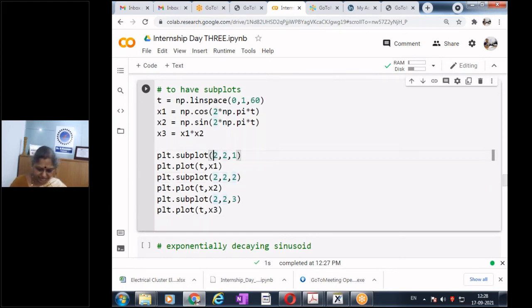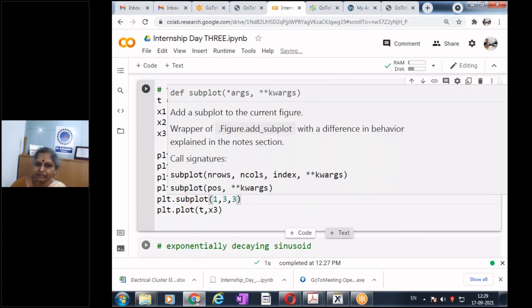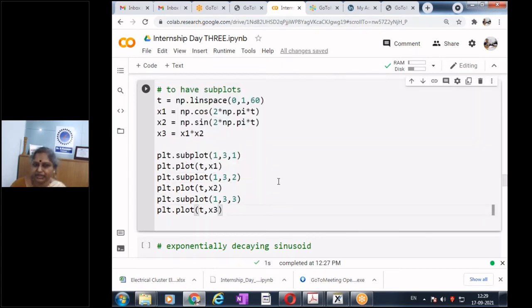So let us see what happens if I do 1, 3, 1, 3. I'm deciding the grid. This remains constant everywhere. 1, 3, 1, 3. And in the first subplot I'm plotting X1, then X2, then X3. Let's run it. Do you think you will get all the 3 curves one beside the other or one below the other? Please tell me what happens.